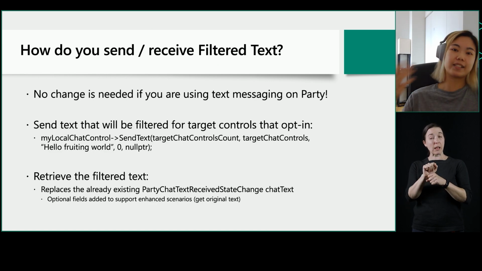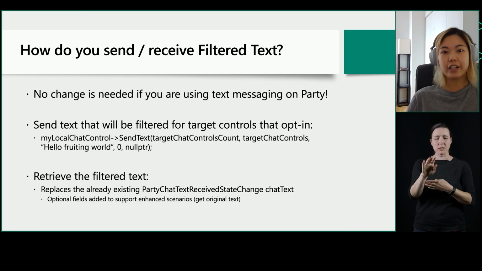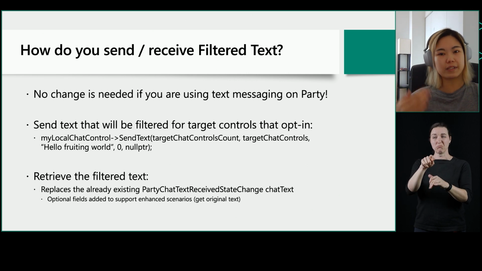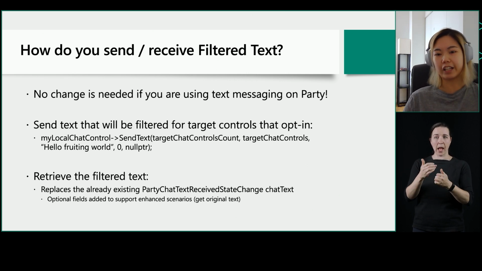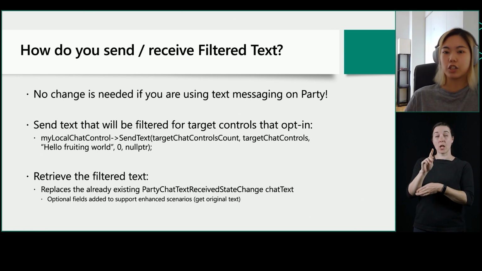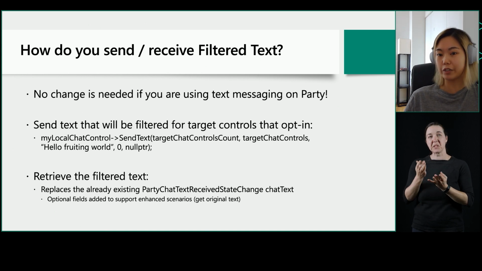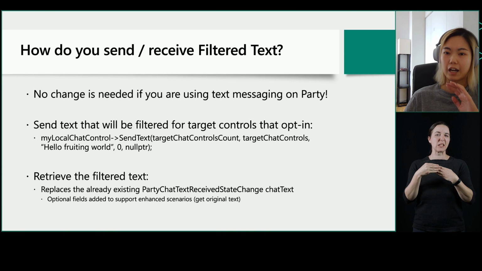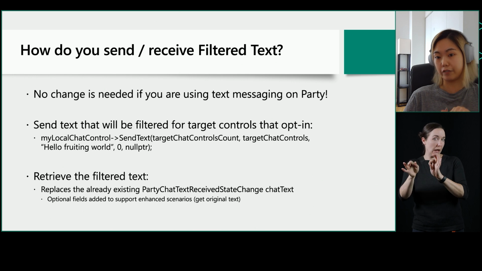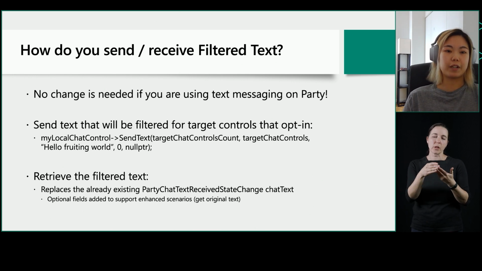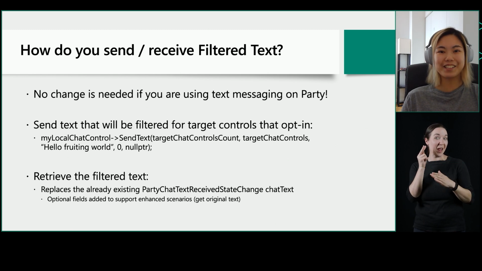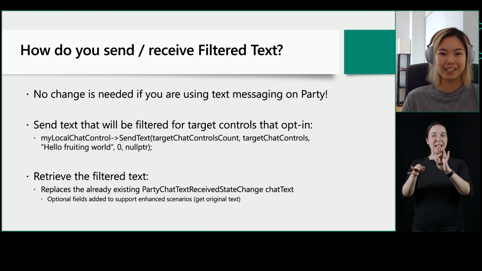So how do you actually send and receive filtered text? There is no change needed if you're already using text messaging on Party. You send text simply by calling my local chat control, and when receiving filtered text, you also have a few options. You can have the flexibility of getting the original text along with the filtered text, if you will. So it's extremely flexible. Now let's look at a sample of our text moderation.